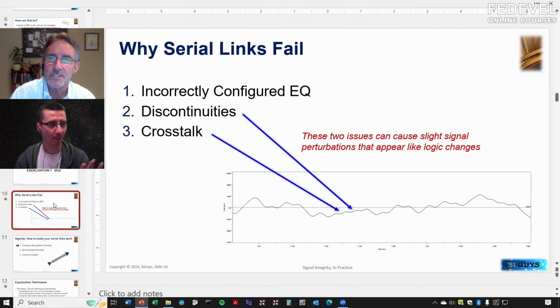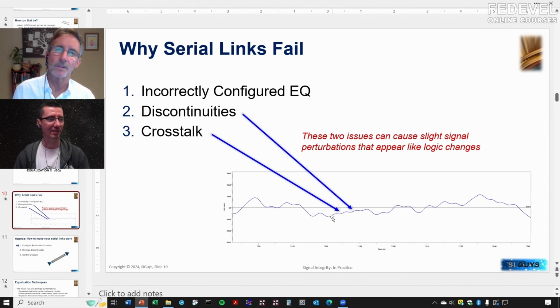We can go back to this a little bit later. No, this is to make my point, though, that these are the most common causes of failure. Oh, okay, I see. Discontinuities, crosstalk, three things, right?